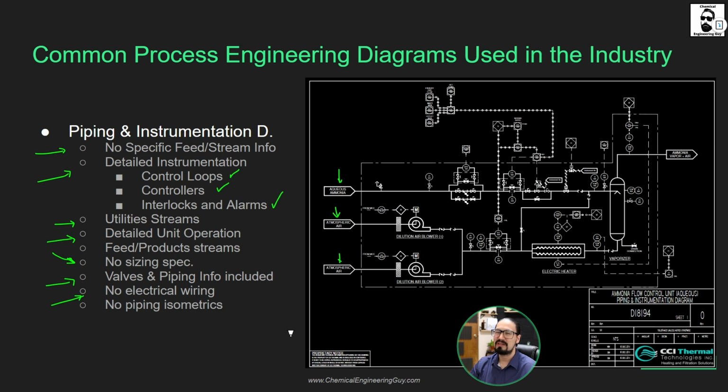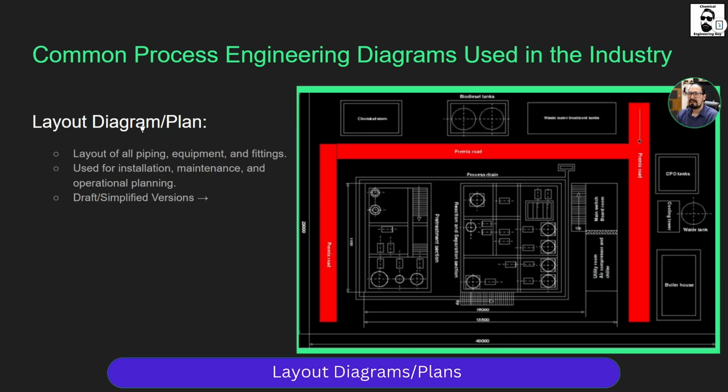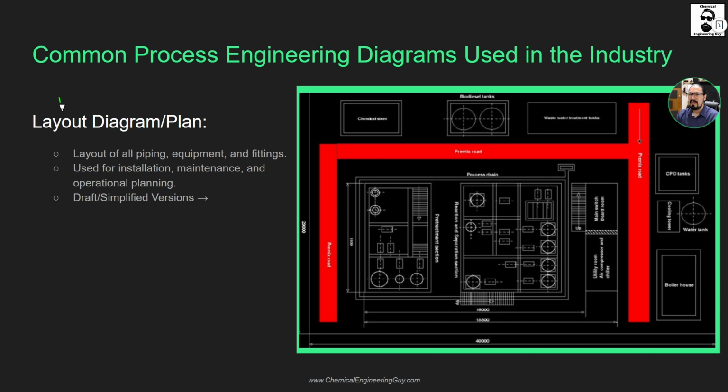And what you need to do is, of course, go back and check out electrical wiring diagrams. Let's continue, and I'm going to get a little bit faster with the following diagrams or drawings. Layout diagram, as you can imagine, is the layout: where are they going to be located physically, of all the piping equipment and fittings.